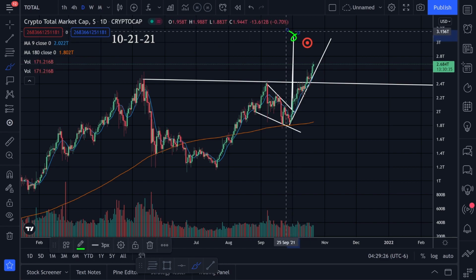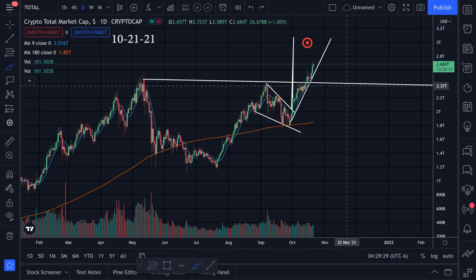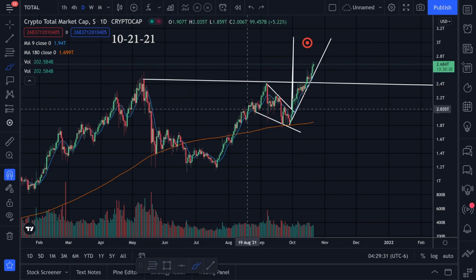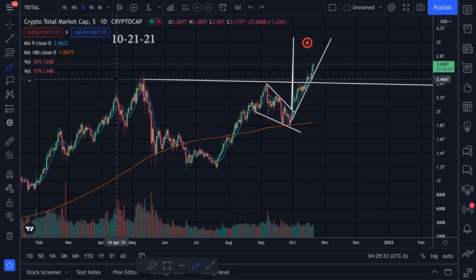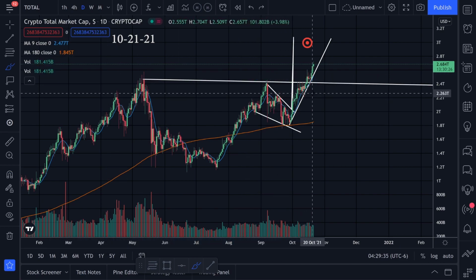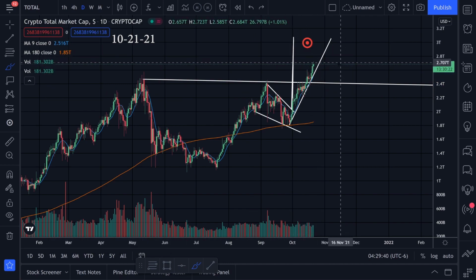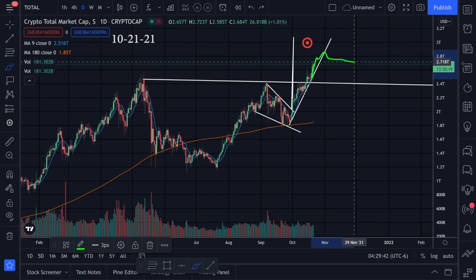It looks like we're getting pretty close. Right now we're at 2.68. We broke the all-time highs on the total crypto market cap, which is awesome. Like I was saying, we really wanted to break out of this area, and now we'll see what happens when we start getting resistance. We'll see what kind of resistance zone we form in the meantime.